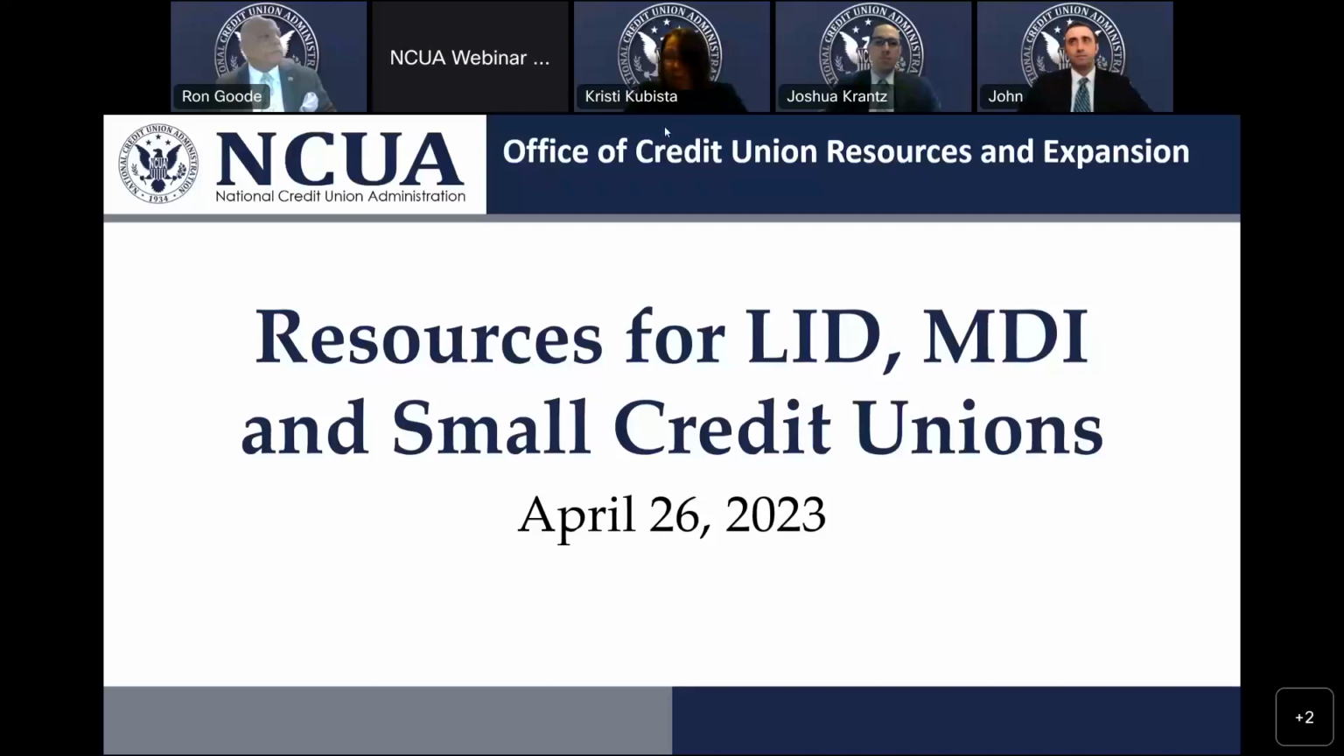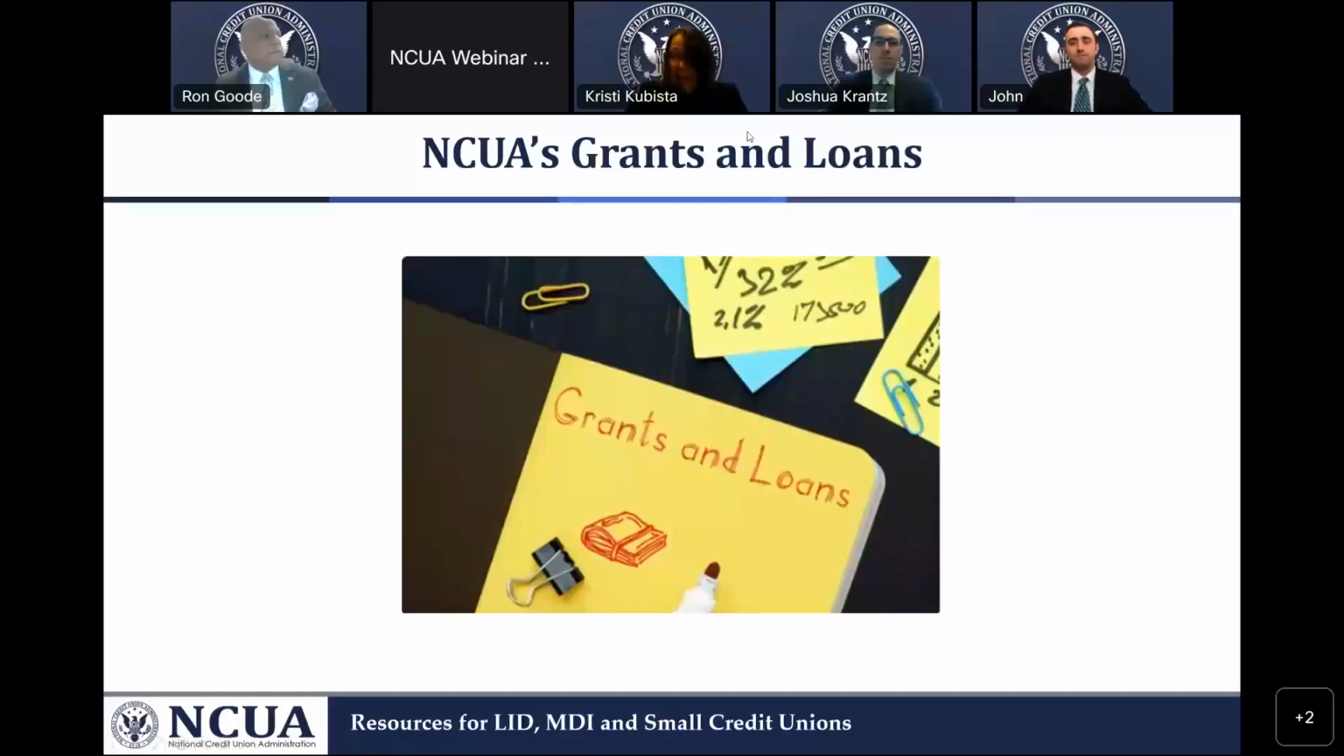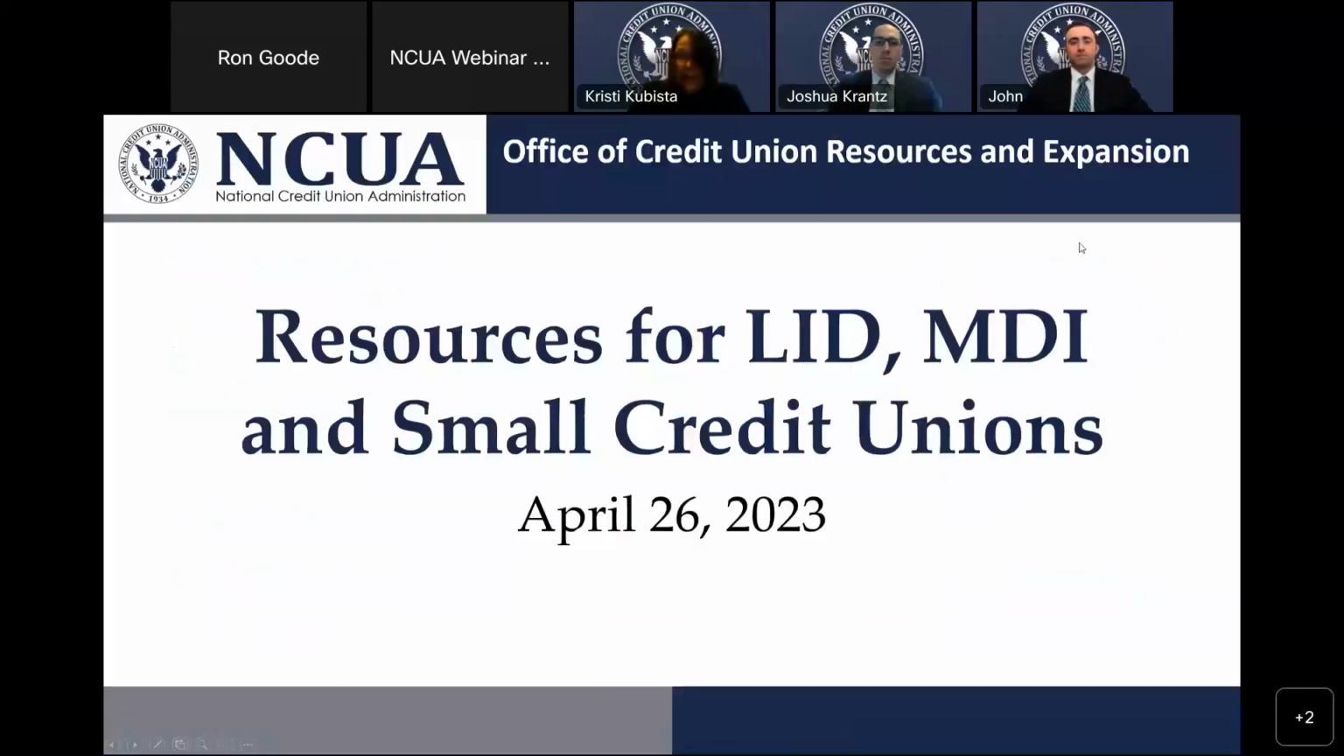Josh joined NCUA in December 2018 and has previously worked on federal grant programs at the U.S. Department of Housing and Urban Development and the Community Development and Financial Institutions Fund. Through the CDRLF, Josh and the grants and loans team provide low income and minority credit unions with technical grants and loans to build their capacity and reach underserved communities.